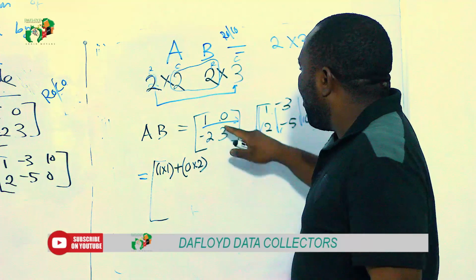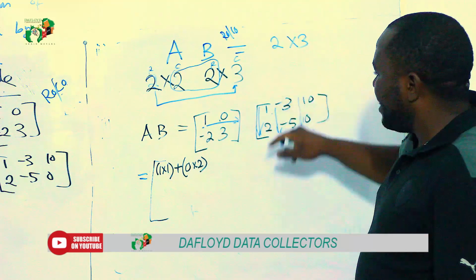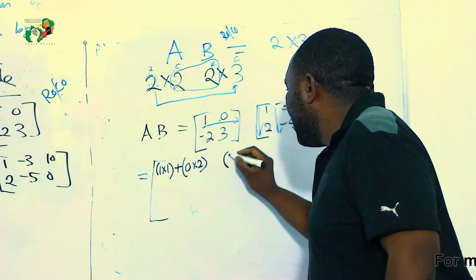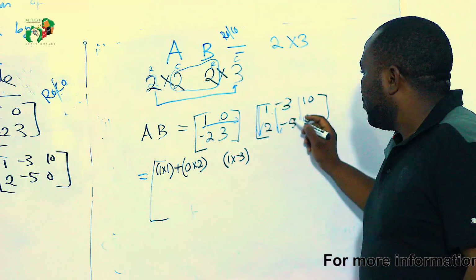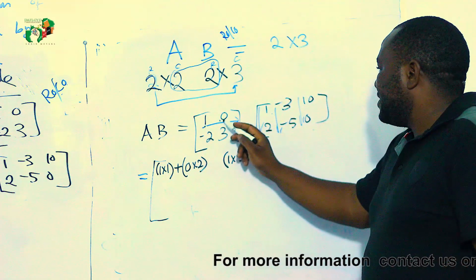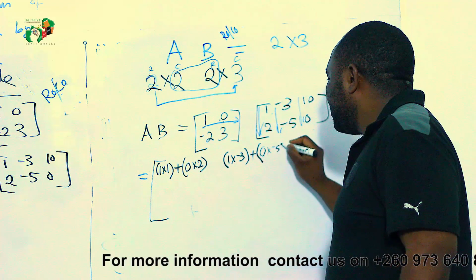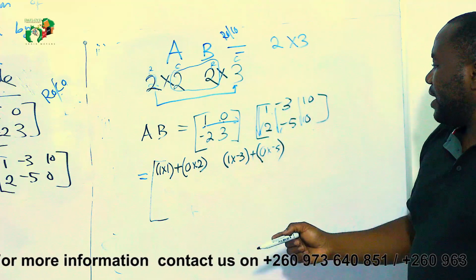So from there, we keep again. This row has to go into that and maintain that place. So 1 times negative 3. So we start again. 1 times negative 3. Then we skip, we say plus. Put the bracket there, we say 0 times negative 5. So this row has gone into that column.